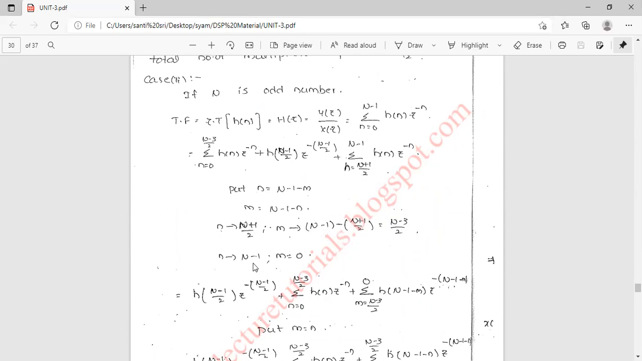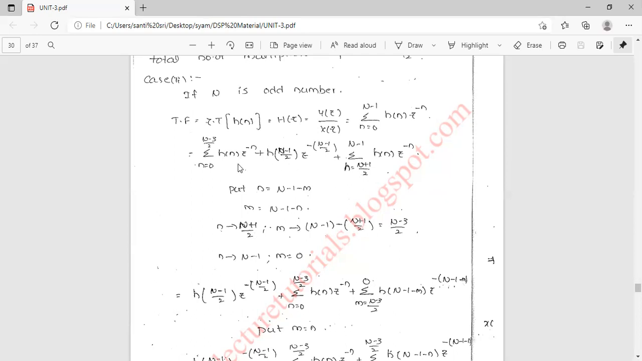If n is N minus 1, then m will become 0. So h of N minus 1 by 2 into z power minus N minus 1 by 2 plus sigma n equal 0 to N minus 3 by 2 h of n into z power minus n plus sigma m equal to N minus 3 by 2 to 0 h of N minus 1 minus m into z power minus of N minus 1 minus m.